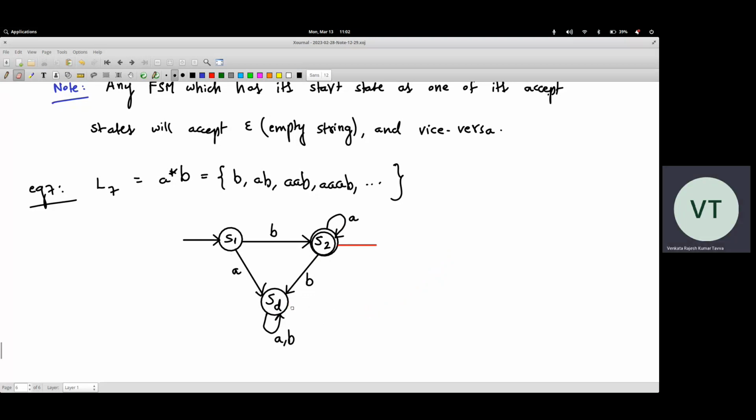Who wants to answer? Sorry, can you tell me again? S1 to S2 should be A and S1 to SD should be B. But what about B, AB, AAB? Where is B here? It's going to the dead state, right?